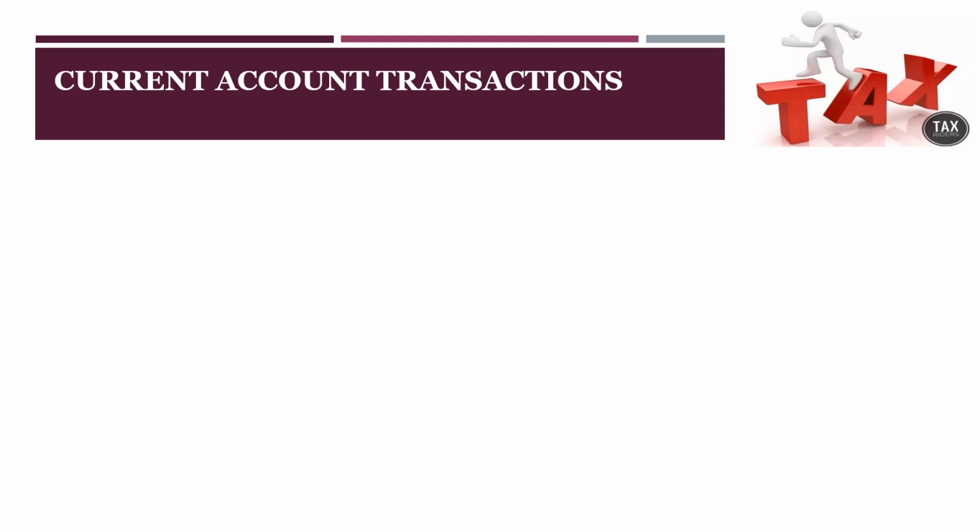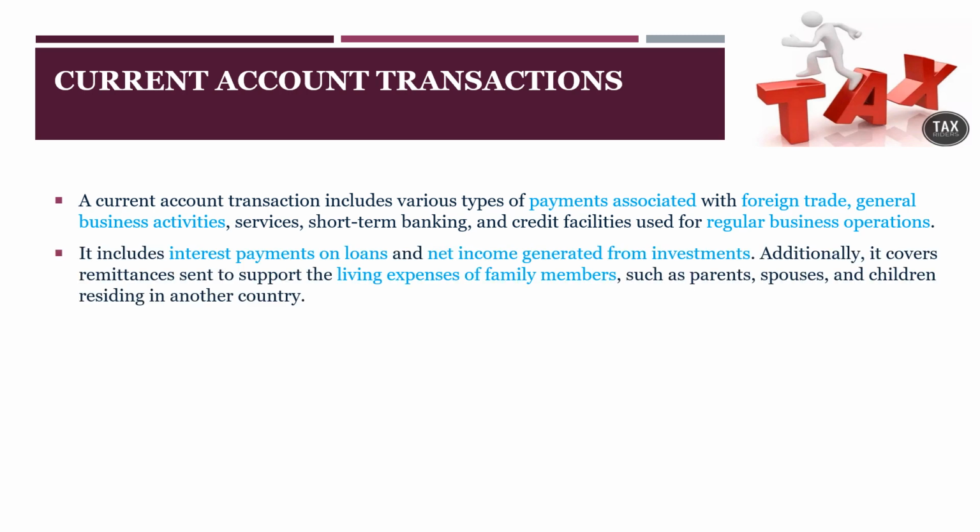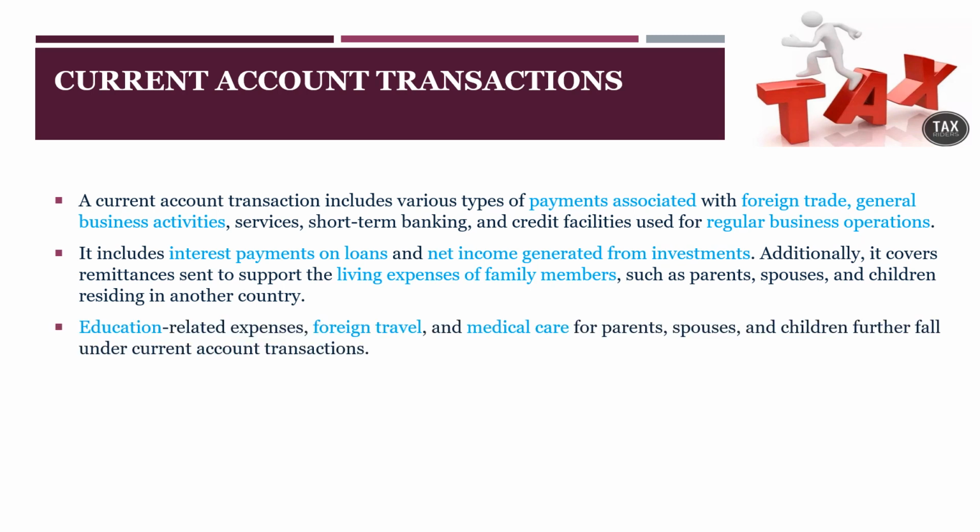So friends, in this slide, we are going to discuss current account transactions. As the name suggests, current account transactions include foreign trade, general business activities, or regular business operations. It includes interest payment on loan, net income generated from investment, also living expenses of family members such as parents, spouse, children residing in another country. It also includes education related expense, foreign travel and medical care for parents, spouse and children.